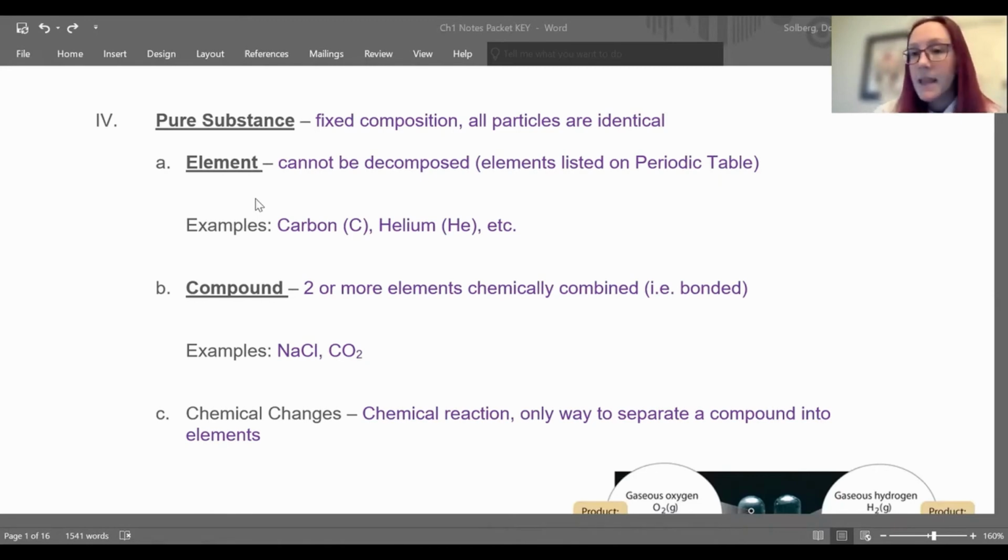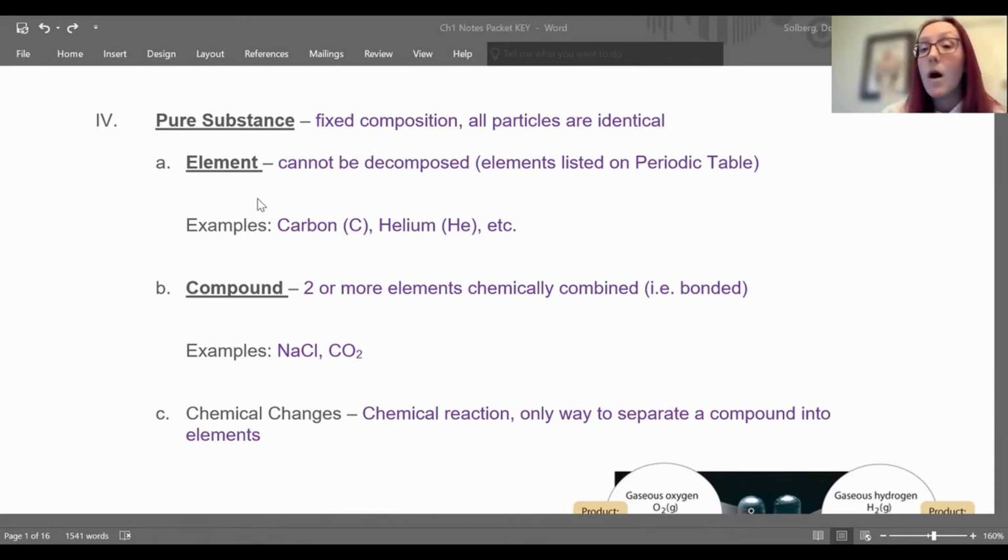If something is listed on the periodic table, it's a pure element. Carbon, helium, anything of those 118 elements on the periodic table is considered an element. Now, things can also be compounds. This is actually the most abundant of the pure substances. A compound is when you have two or more elements that are chemically combined, which really means that they are bonded together.